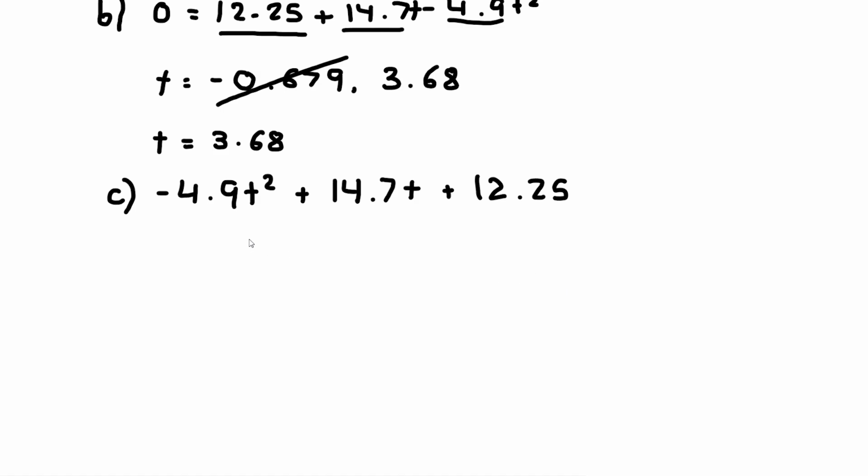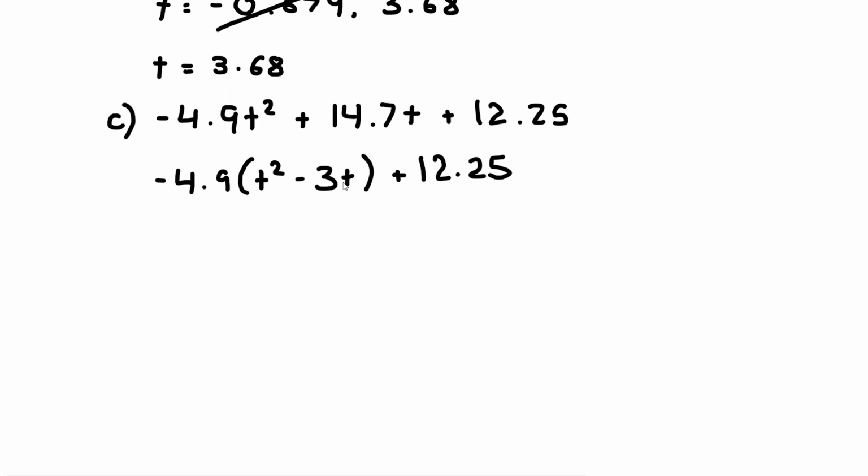So the first thing we need to do is we want to have no coefficient in front of t squared. So we need to divide it by minus 4.9. So we take minus 4.9 out, giving us t squared, as we've taken its coefficient out, and 14.7 over minus 4.9 will give you minus 3t over here. And this 12.25 we are going to leave unaffected.